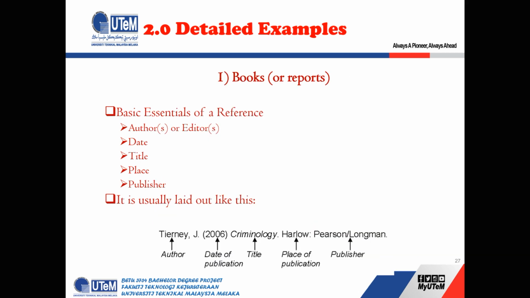Okay, so going to the examples. For the book, what are the things? First of all, you must have the author, the date, title, place, and publisher. So in this example, this is the author, Turney J. Okay, the last name is Turney, J is the first name. Then you have the date of publication, 2006 here, the title of the book, the place of publication, and the publisher. Okay, so all this information must be inside the reference of your thesis.